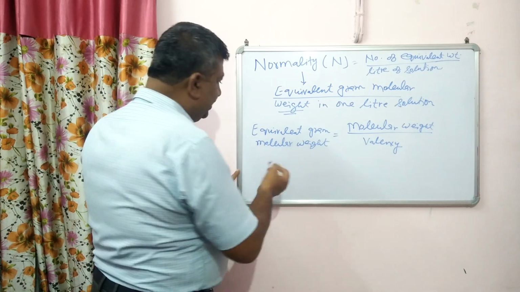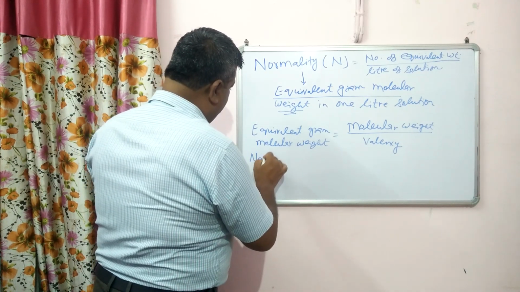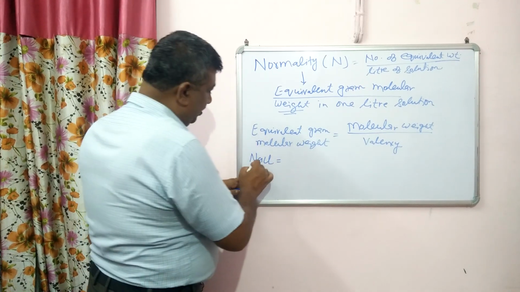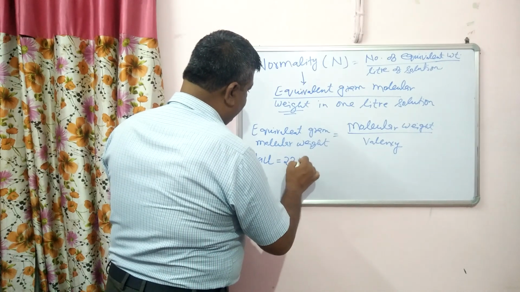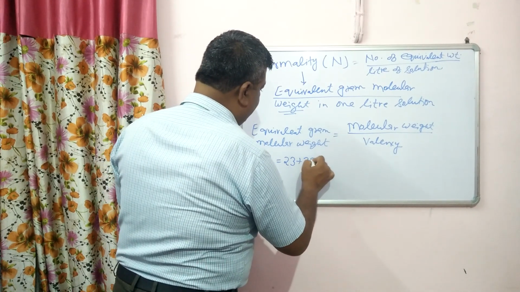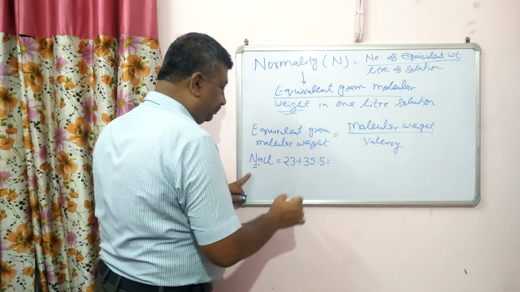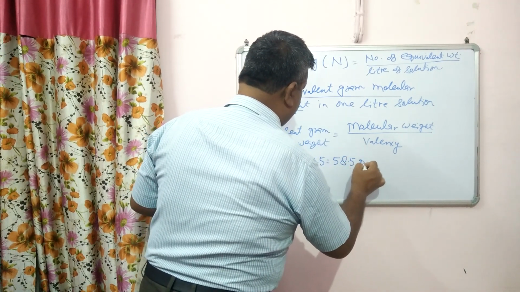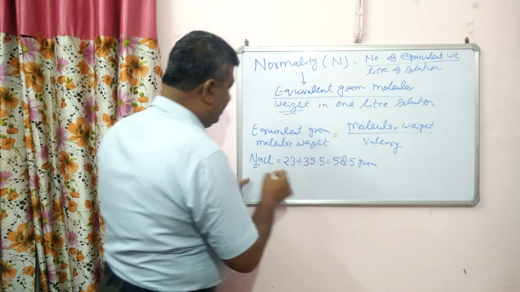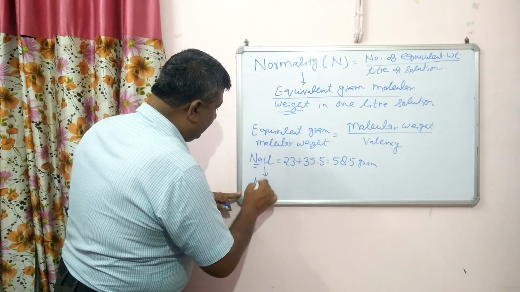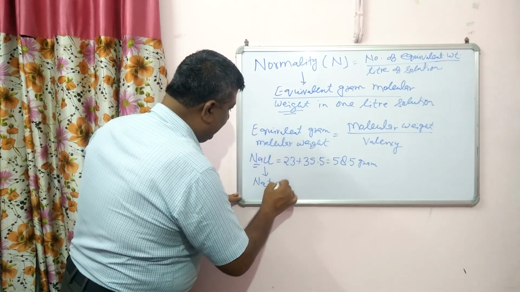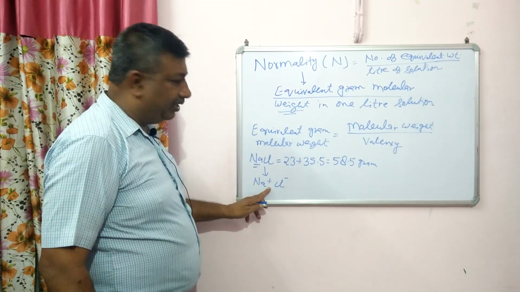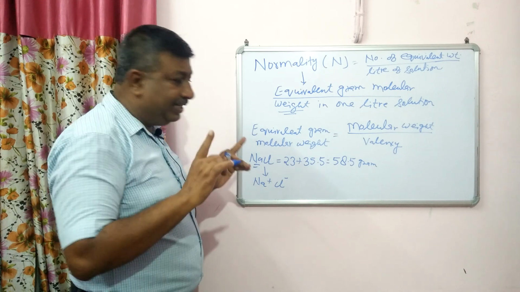So now what is molecular weight? We have discussed molecular weight, for example NaCl. So molecular weight of NaCl is, for Na it is 23, for Cl it is 35.5, so it is 58.5 gram. So this is the molecular weight. And the valency, so if it dissociates, then it makes Na plus and Cl minus. So here the valency is 1.